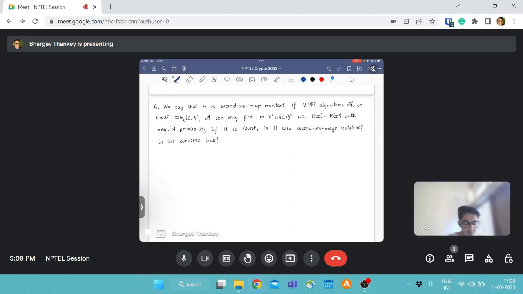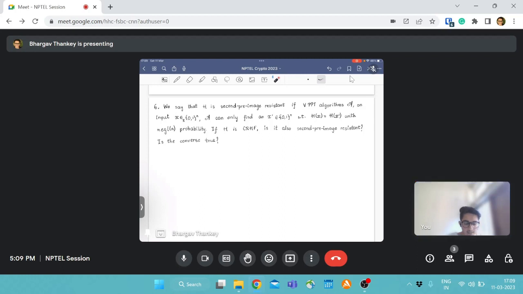Can you repeat what it means by second pre-image resistant? We say that a function is second pre-image resistant if there does not exist any efficient algorithm that can find an x prime so that h of x equals h of x prime when x is random. So it is very similar to collision resistant. However, in collision resistance, x and x prime are arbitrary. Over here, x prime can be arbitrary, but x is random. So is it clear now?